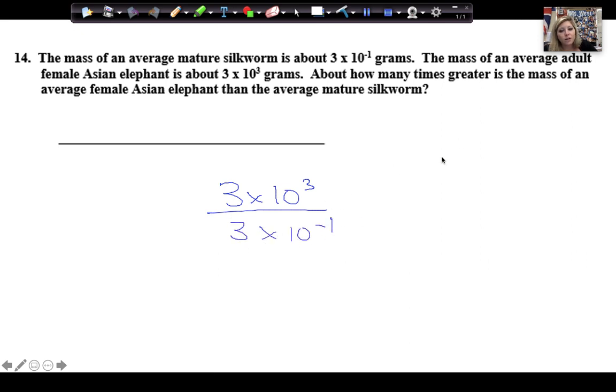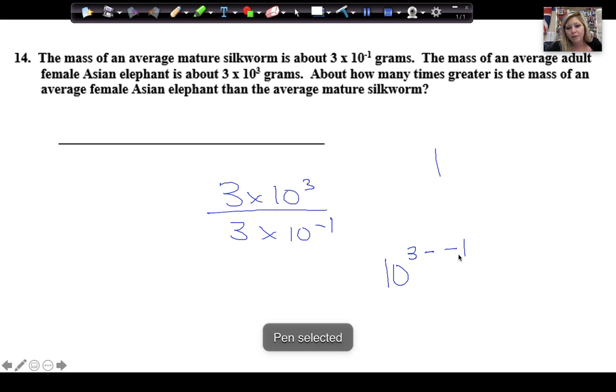So 3 divided by 3 is 1. And then when we are dividing exponents with the same base, we want to subtract our exponents. So 10 to the third minus negative 1. When we subtract a negative, it's the same thing as adding. I think with my kids talking about sandbags and balloons, and sandbags are like negatives, and if you add sandbags it goes down, but if you take out the sandbags it goes up. Anyways, subtracting a negative means the same thing as adding.